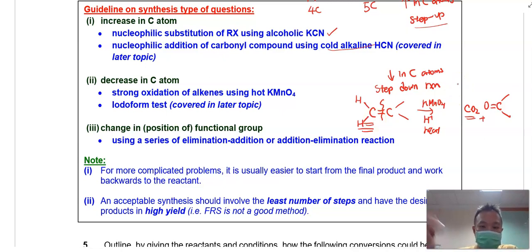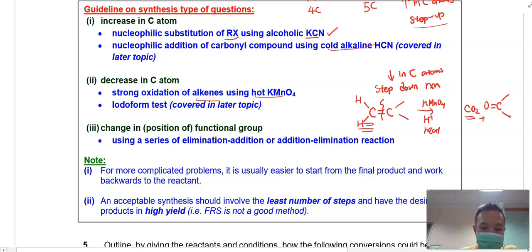So if you notice an increase or decrease in carbon between your starting reagent and your end product: if it's an increase in carbon, you need a halogenoalkane, then you use ethanolic KCN. If it's a decrease in carbon, you need to convert it to an alkene, then you do your strong oxidation. Now, the iodoform test is a topic that we will learn in alcohols, so that will be covered in your SLS lecture.